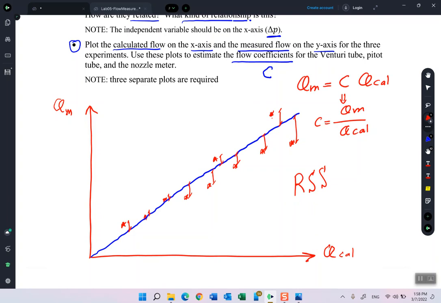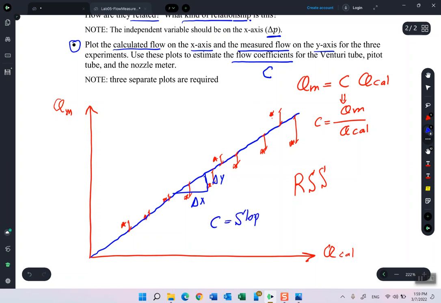Great. So how can I get the slope, or how can I get the C from this figure? Actually, C will equal the slope. So if I was able to get the slope of this line, C will equal the slope, that is equal to delta y by delta x. So just pick any 2 points on the line, get the slope of the line, and this is it. This is the discharge coefficient.